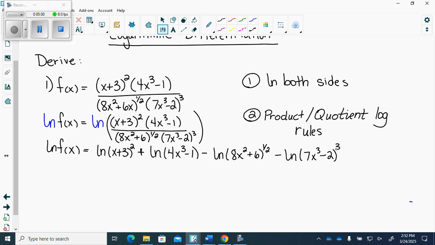And then what was the other thing we did? We took that exponent, we did what to it? Put it in front. So this is going to move here and become a 2. That one doesn't have one. This is going to move here and become a half in front. This is going to move here and become a 3 in front.